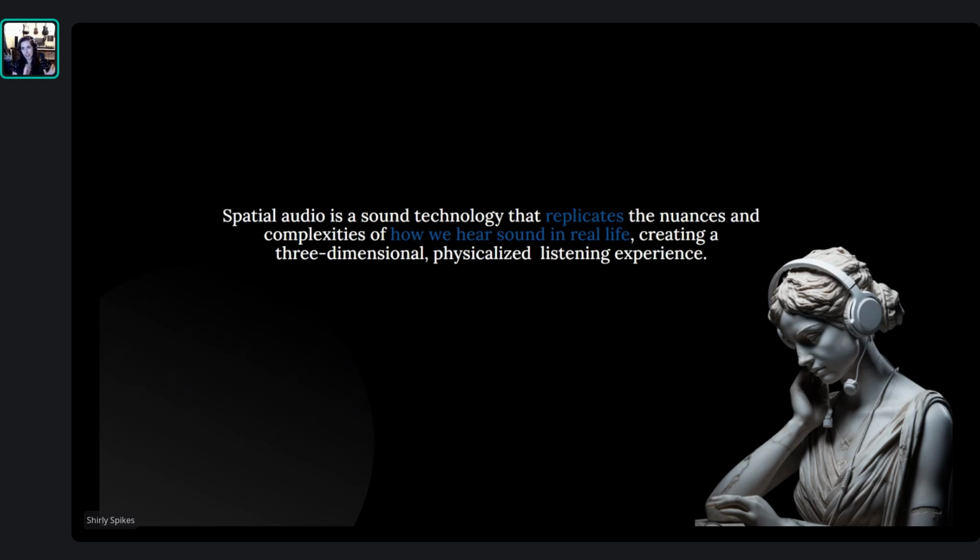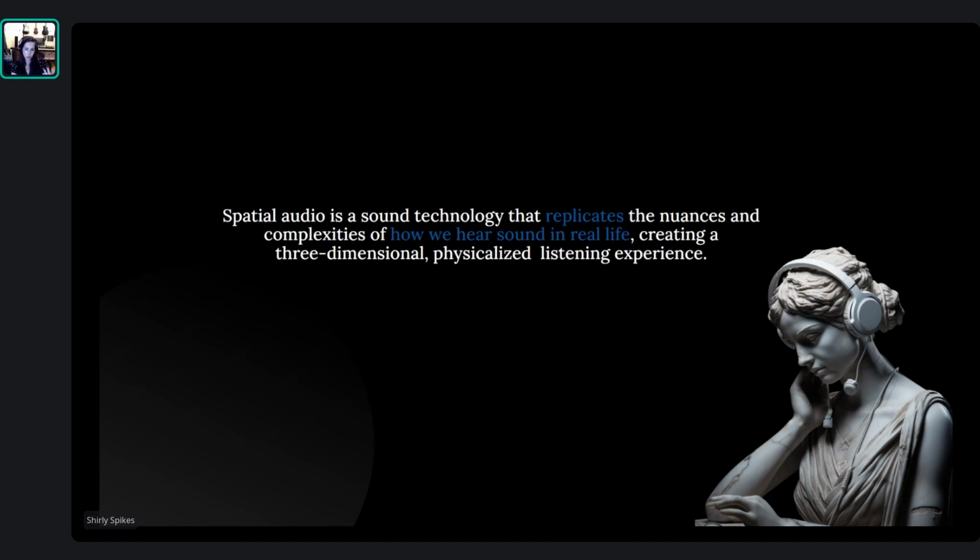So the best definition actually came from me just playing around with ChatGPT. And the definition was: spatial audio is a sound technology. Let's start with that. It's a sound technology that replicates the nuance and complexity of how we hear sound in real life, creating a three-dimensional, physicalized listening experience. So for spatial audio, we need algorithms. We need some kind of a computer that does some processing, or some kind of a technology that does some processing that will mimic reality and how we listen to things in real life.